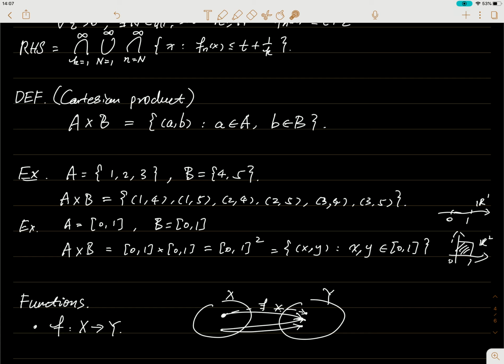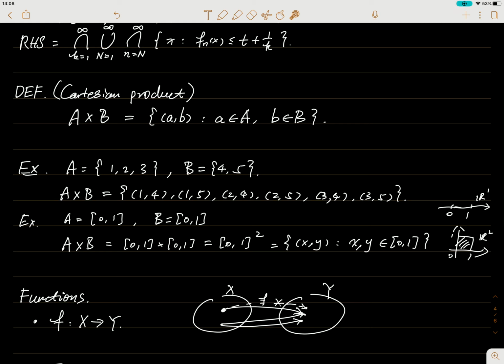If you switch these two, the Cartesian product of B and A, then you will still have 6 elements, but they're all different from these 6, because the first argument has to be 4 or 5.